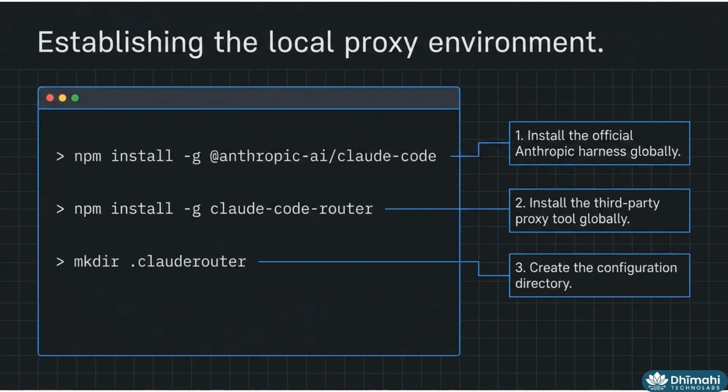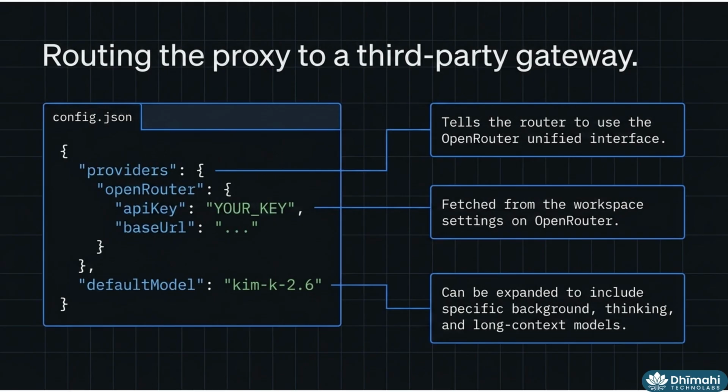To establish the local proxy environment, we first install the official Anthropic harness and the third-party proxy tool Claude Code Router globally using npm. Finally, we create the configuration directory .clauderouter. In the config.json file, we route the proxy to a third-party gateway. The configuration tells the router to use the OpenRouter unified interface and specifies the API key, base URL, and the default model, like Kimi K2.6.